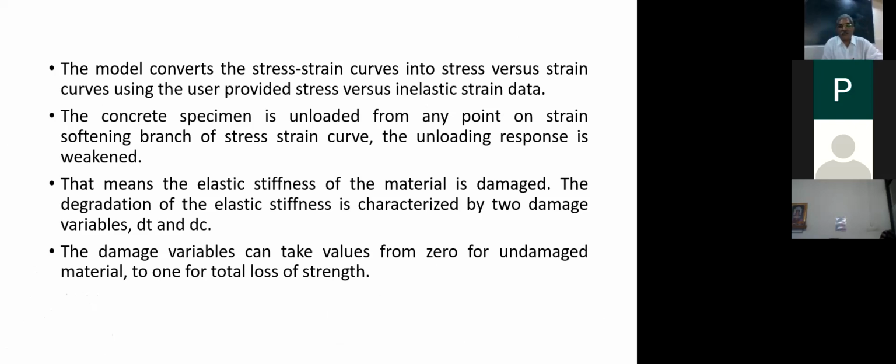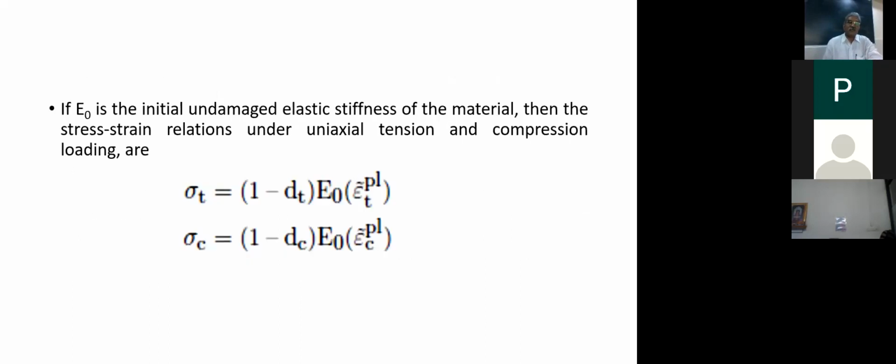The degradation of elastic stiffness is characterized by two damage variables, that is DT in the tensile case and DC in the compression case. The damage variables can take values from 0 for undamaged material to 1 for total loss of strength. Means if this value DC or DT is equal to 1, that means it has lost completely. If E0 is the initial undamaged elastic stiffness of the material, then the stress strain relations under uniaxial tension and compression loading are, these are the equations given in the ABAQUS literature only, which we will have to use, and it is used.